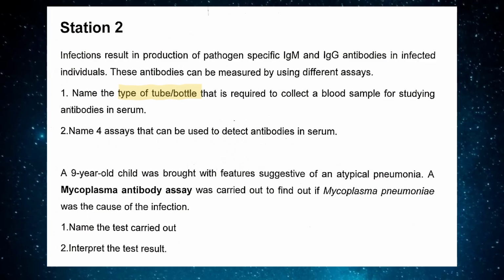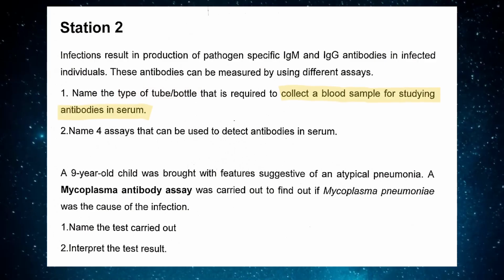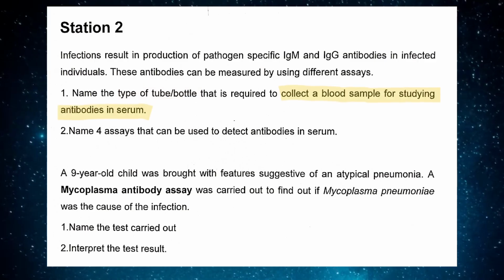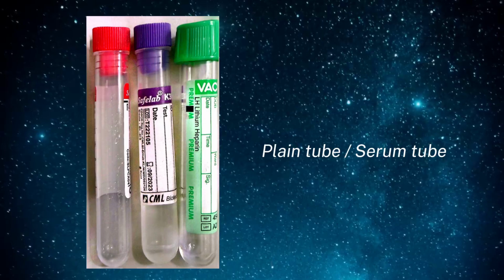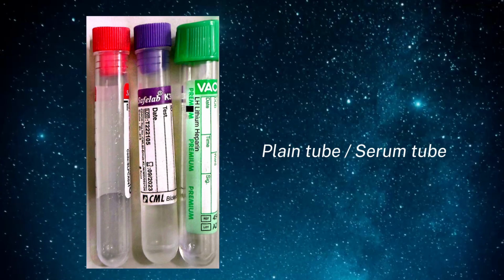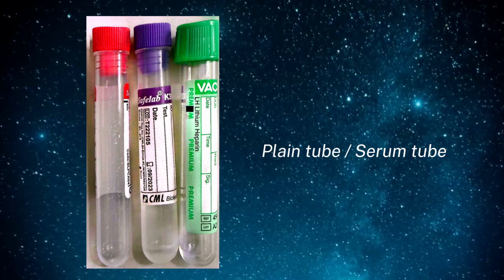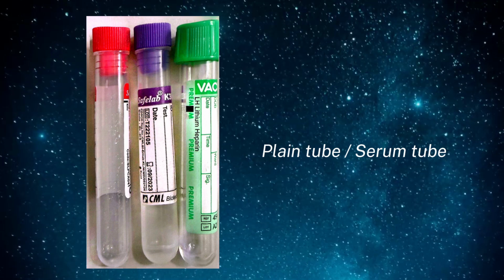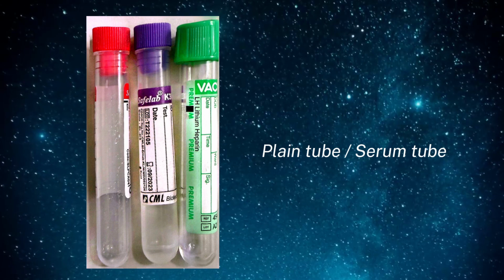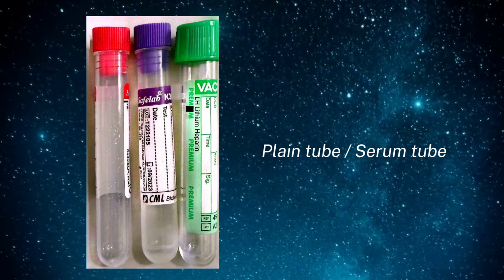Name the type of tube or bottle that is required to collect a blood sample for studying antibodies in serum. When we need to study antibodies present in serum, blood should be collected into a plain tube, without an anticoagulant. The blood is allowed to clot, and after centrifugation, the separated serum can be used for serological testing.